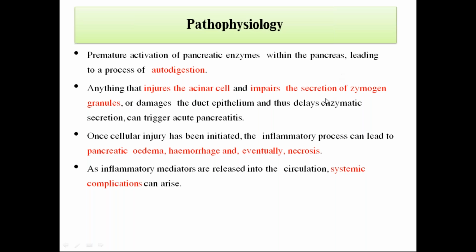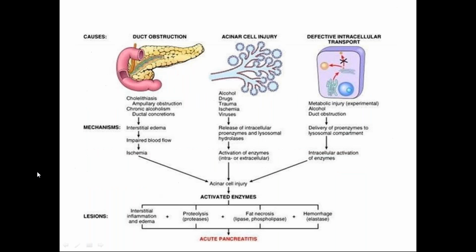Because of the release of inflammatory mediators into the circulation, systemic complications can arise. The most common early causes are due to three main reasons. One is duct obstruction, just like in biliary calculus lodging in the hepatopancreatic ampulla, and direct acinar cell injury secondary to alcohol, drugs, and trauma.